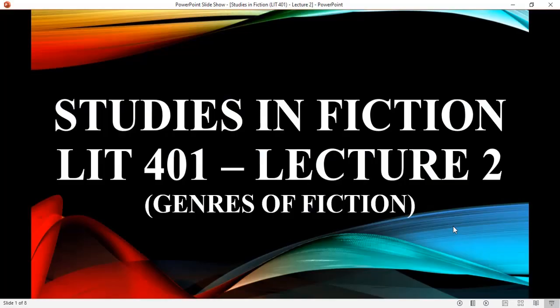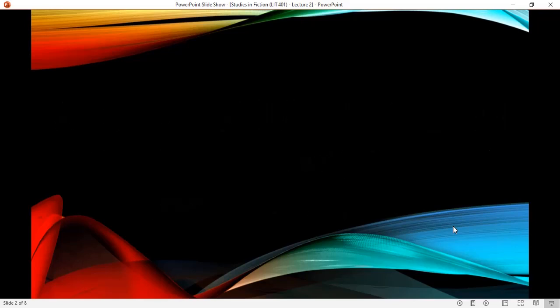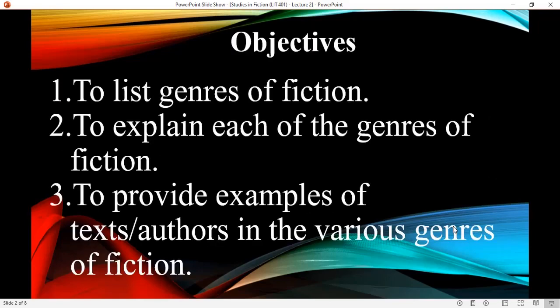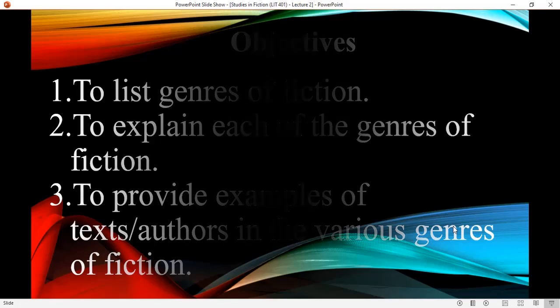This is the second lecture under Literature 401, Studies in Fiction. In this lecture, we are going to look at genres of fiction. By the end of the lecture, it is expected that you should be able to list genres of fiction, explain each of the genres of fiction, and provide examples of text or authors in the various genres of fiction.